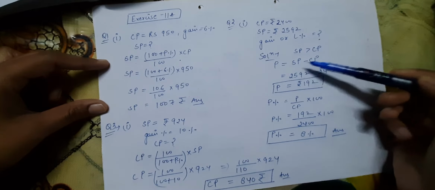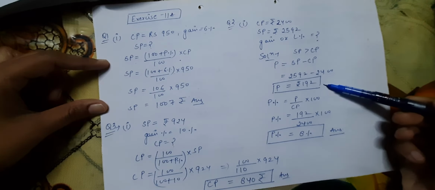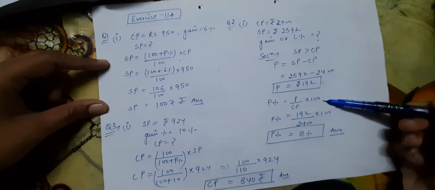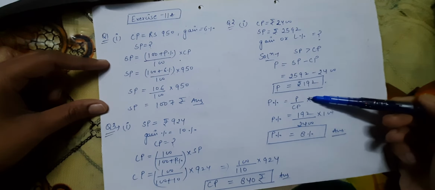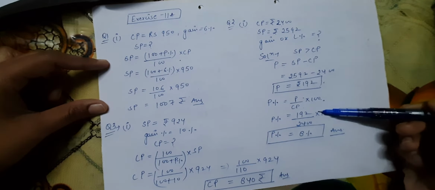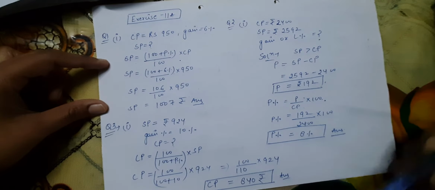In order to calculate profit, you will do selling price minus cost price, which will come out to be 192 rupees. Now you have got your profit. You can easily calculate the profit percent by using this formula, profit upon cost price into 100. By putting the values, you will get the desired answer, that is 8%.